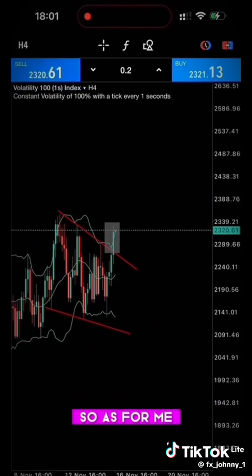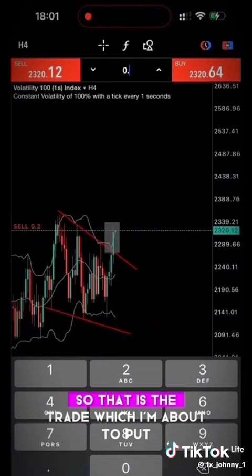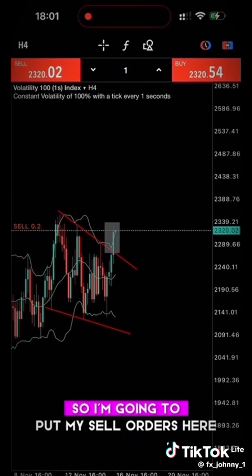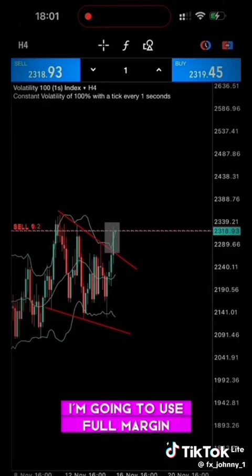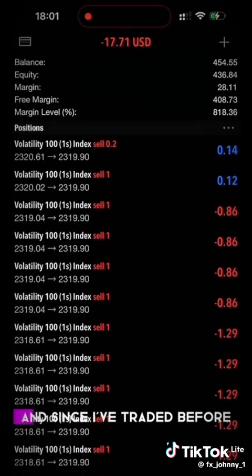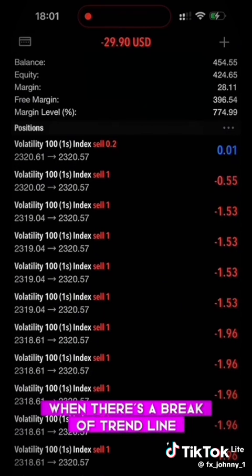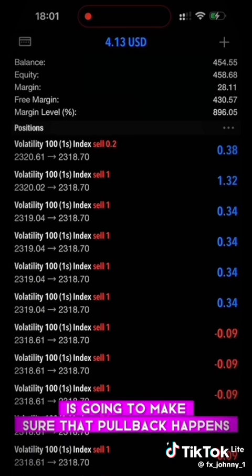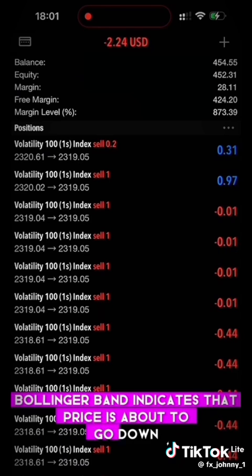So as for me, I want to trade that retest, that pullback. So that is the trade which I'm about to use. I'm going to put my sell orders here in my $400 account. I'm going to use full margin because I'm sure, and since I've traded before, I know that when there's a break of trend line, there's going to be a pullback, and the Bollinger Band is going to make sure that pullback happens because the top Bollinger Band indicates that price is about to go down.